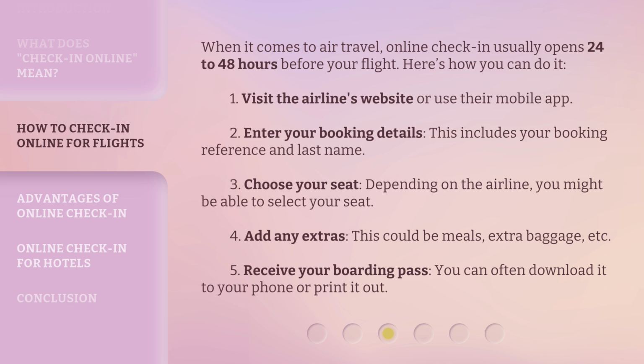3. Choose your seat. Depending on the airline, you might be able to select your seat. 4. Add any extras. This could be meals, extra baggage, etc. 5. Receive your boarding pass. You can often download it to your phone or print it out.